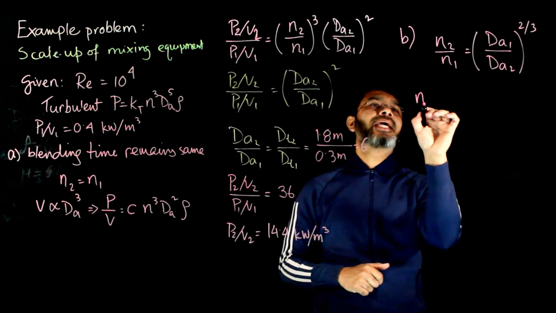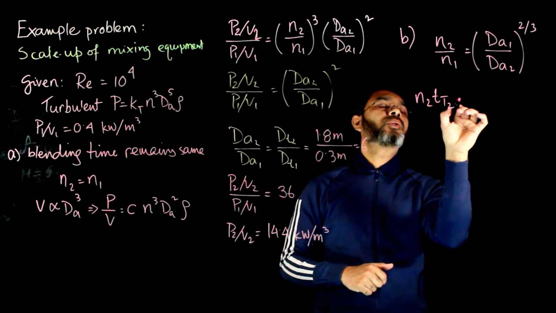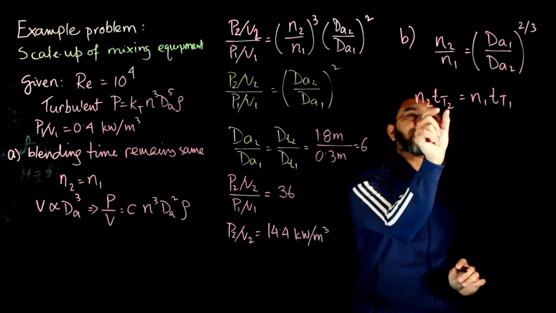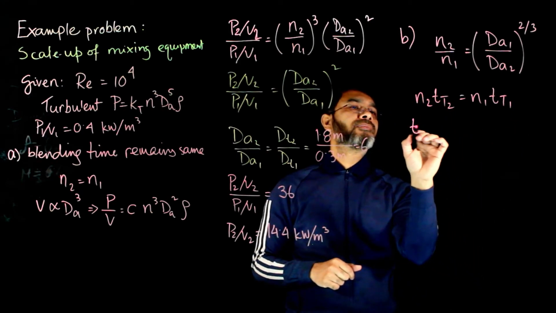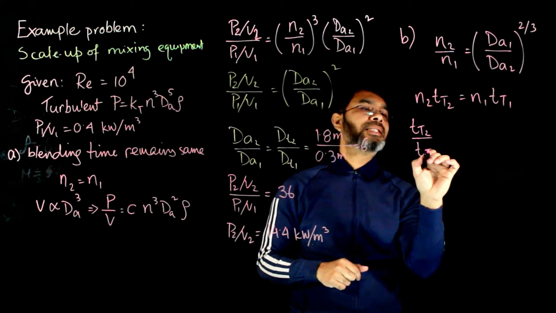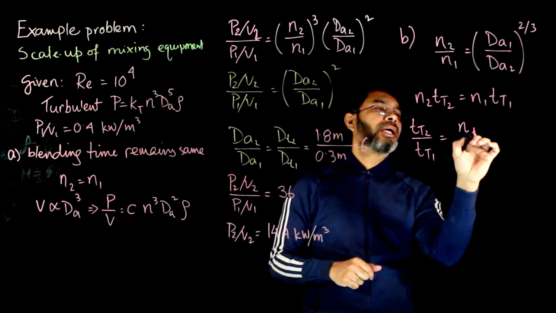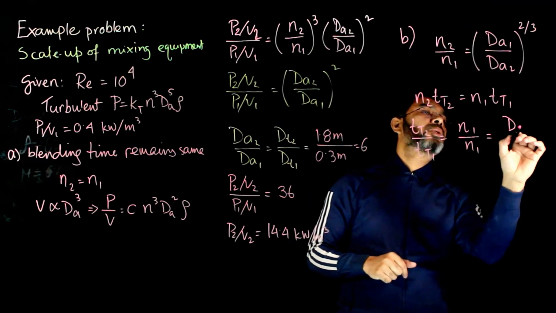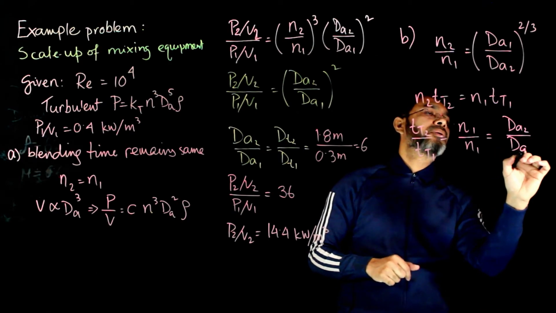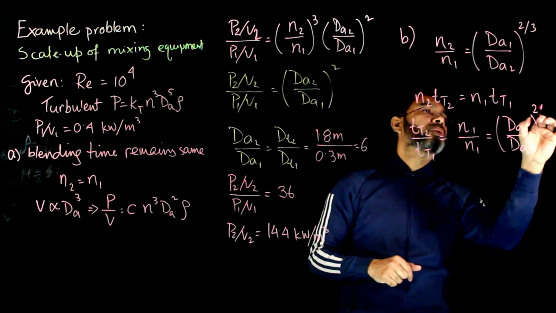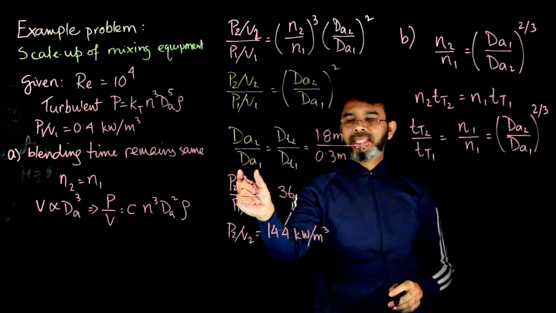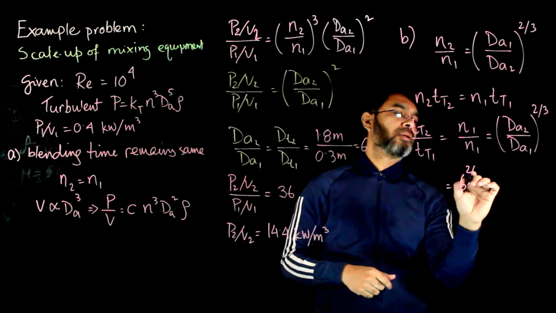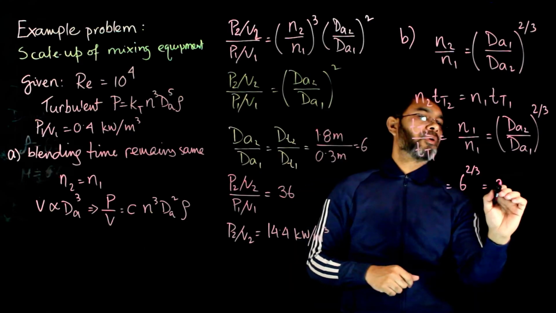Now we don't need to calculate really N2, we need to calculate tT2. So also we know that N2 tT2 will be N1 tT1. Here tT2 is the mixing time. So we have tT2 over tT1, that's N1 over N2. So this will be simply the inverse of this, dA2 over dA1 power 2/3. So you know that dA2 over dA1 is given as 6. So we'll have tT2 over tT1 as 6 power 2/3, which becomes 3.3.